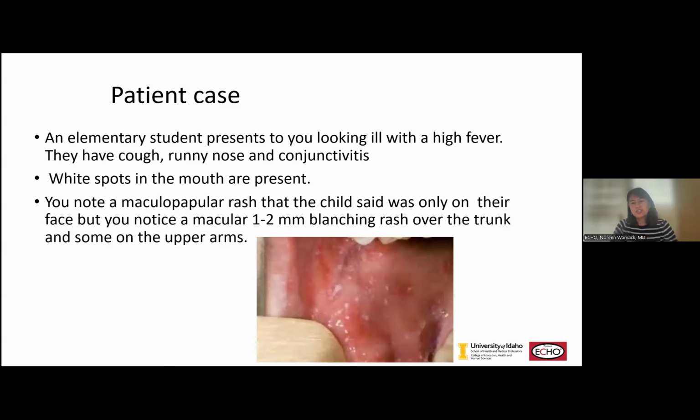So this is our first patient case. Once I go through this case, if you guys have an idea what this might be, please put it in the chat, and let's see what people think.